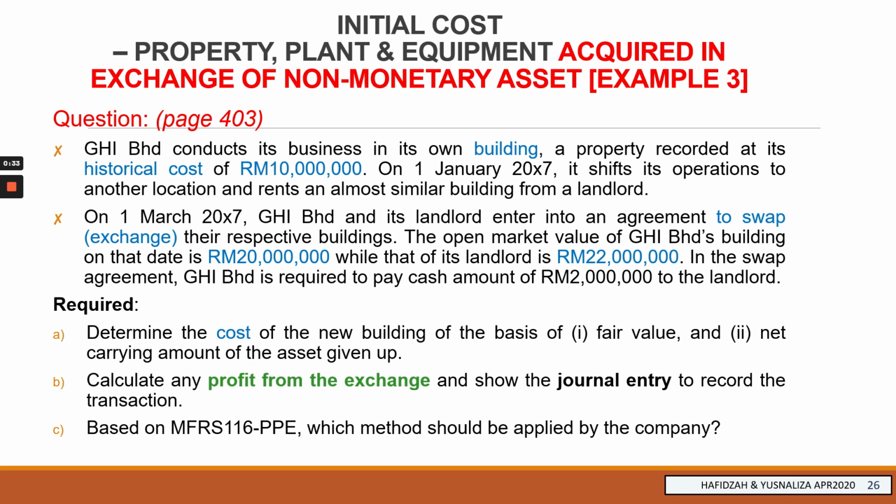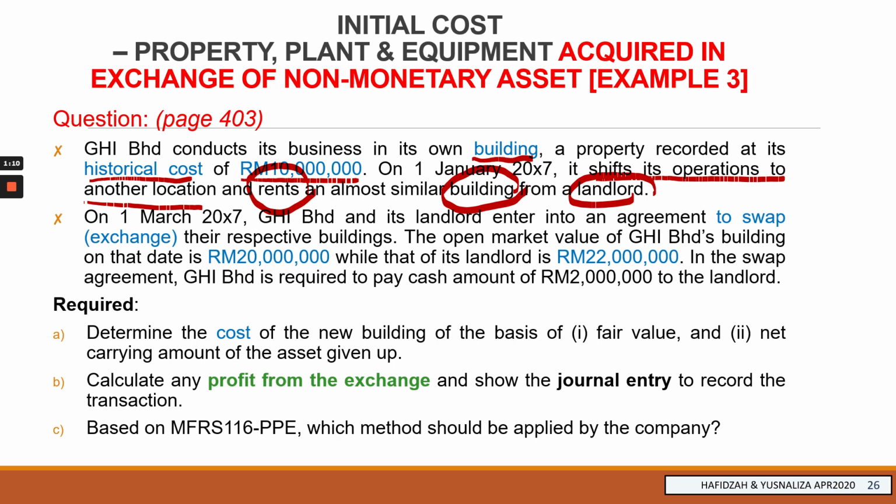The example is taken from the textbook. It is about GHI that conducts its own business in its own building, and that building, which is a property, has a historical cost, which is the cost on the date of acquisition, of 10 million. On 1st of January 2007, the business, GHI, shifts its operation to another location, and it rents an almost similar building from a landlord.